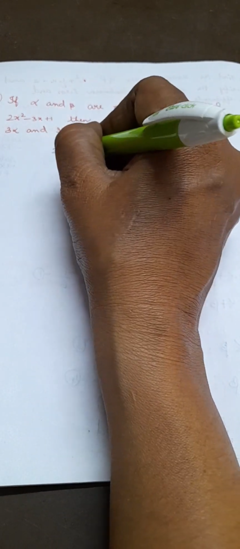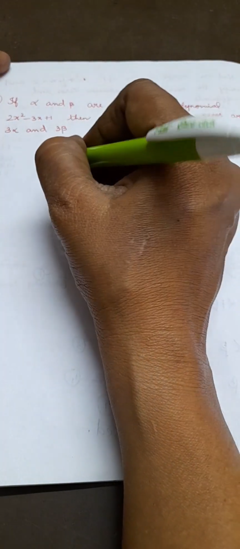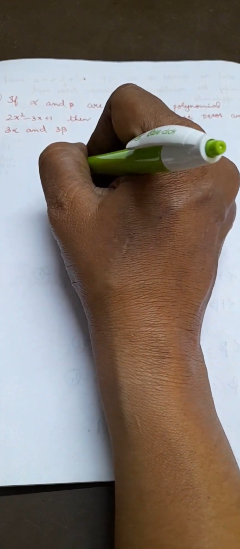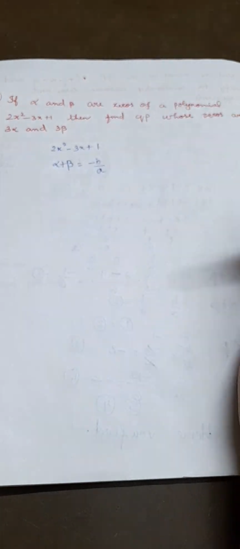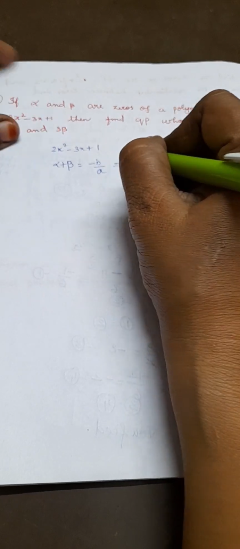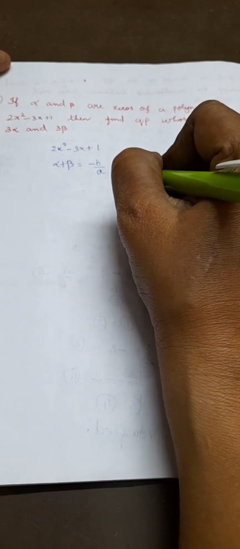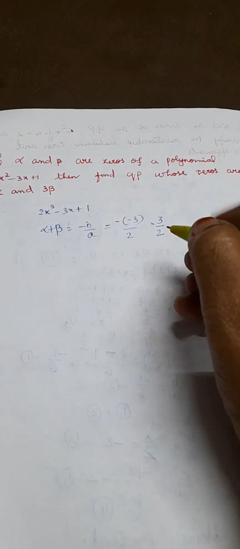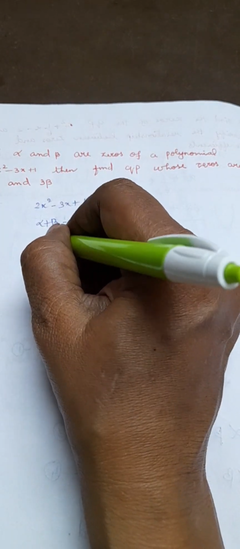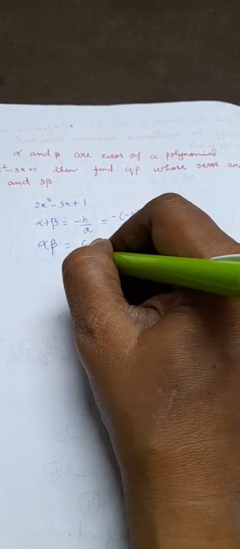2x square minus 3x plus 1. Okay, and you have to find out what is alpha plus beta. Alpha plus beta equal to minus b by a. What is minus b? Minus of minus 3 by 2. So you will get 3 by 2 as the answer, right? Now we have to find out alpha beta. When we find out alpha beta, we see c by a. What is c by a? 1 by 2, right? Okay.